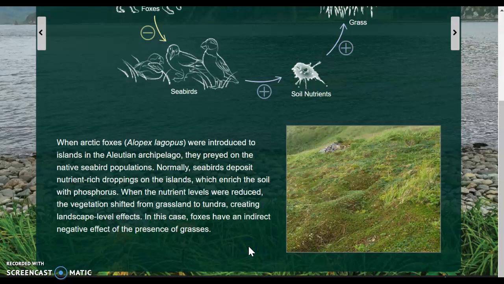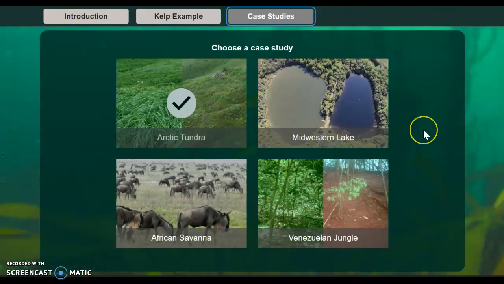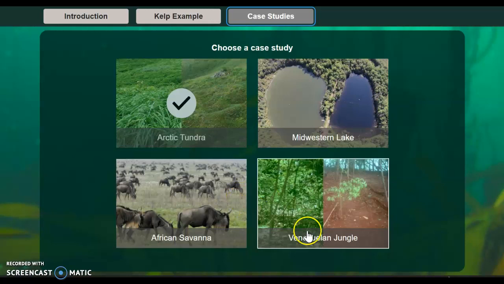All right, when the foxes were introduced to the islands in the archipelago, they preyed on the native seabird population. Normally, they would leave nutrient-rich droppings on the island, which would enrich the soil with phosphorus. When the nutrient levels reduced, the vegetation shifted from grasslands to tundra, creating a landscape-level effect. So this affected the primary producers in the vegetation here. And then if you guys want to, you can go ahead and look at the different options on here.